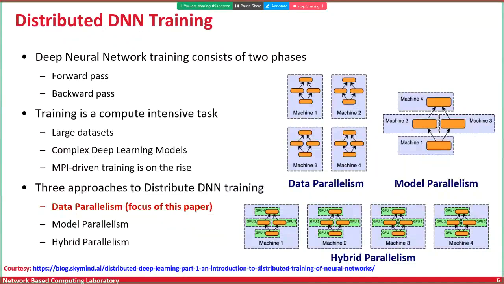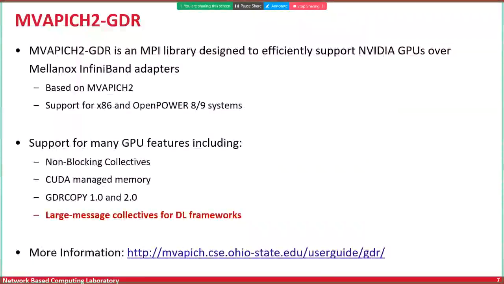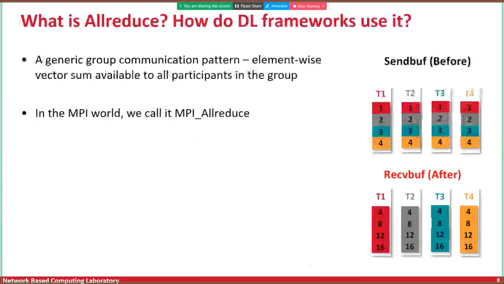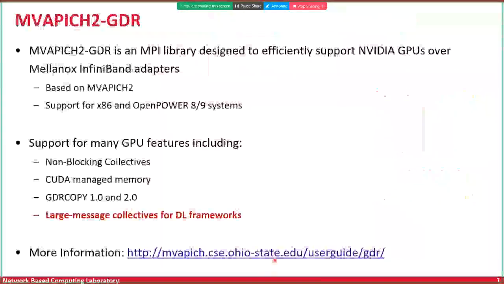We use MVAPICH2-GDR, which is an MPI library designed for NVIDIA GPUs over Mellanox InfiniBand adapters. It's based on MVAPICH2 and provides support for both x86 and OpenPOWER systems. There's support for many NVIDIA GPU features with CUDA, including non-blocking collectives, CUDA managed memory, GDRCopy 1.0 and 2.0, and the focus here will be on the large message collective designs for DL frameworks. More information is in the user guide if you'd be interested in learning more.